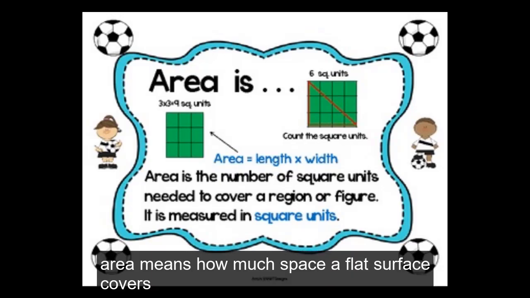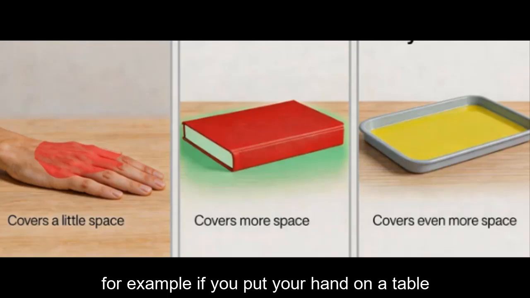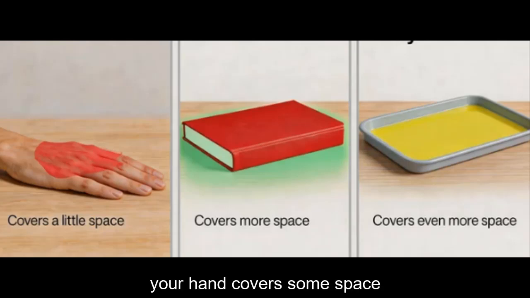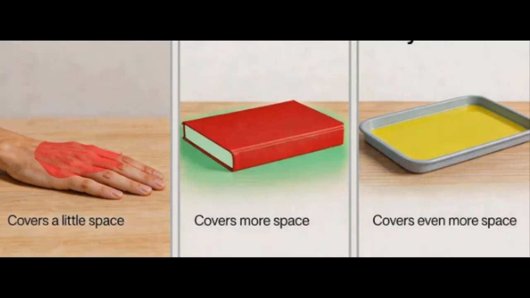Area means how much space a flat surface covers. For example, if you put your hand on a table, your hand covers some space. If you put a book on the table, the book covers more space. If you put a large tray on the table, it covers even more space. That covered space is related to area. So, when we talk about area, we are asking, how much flat space is covered?